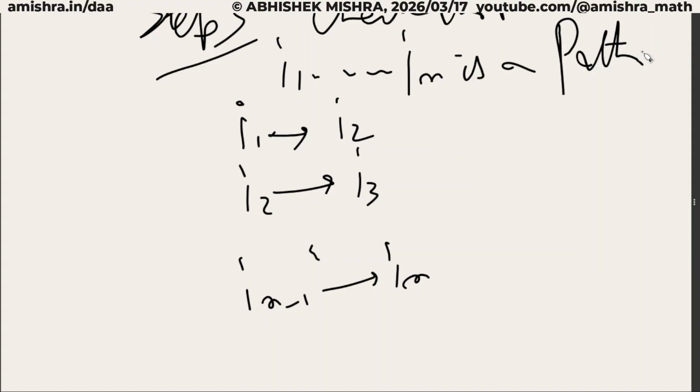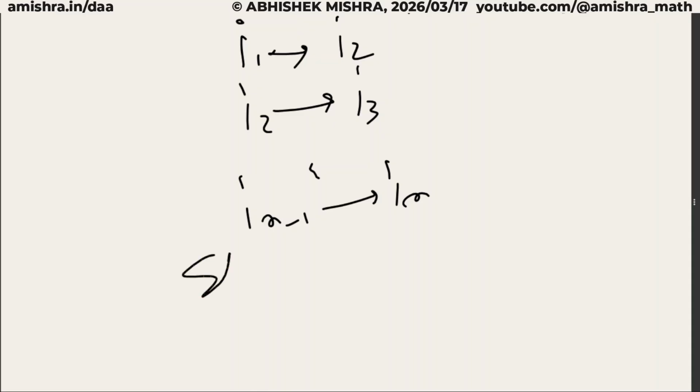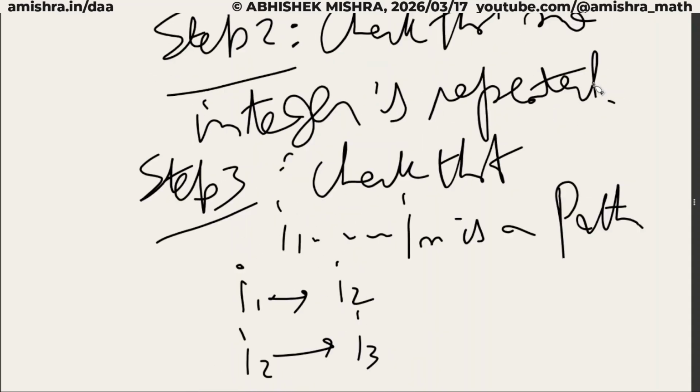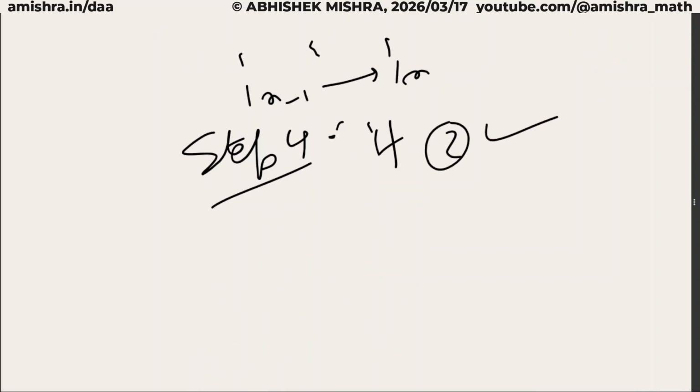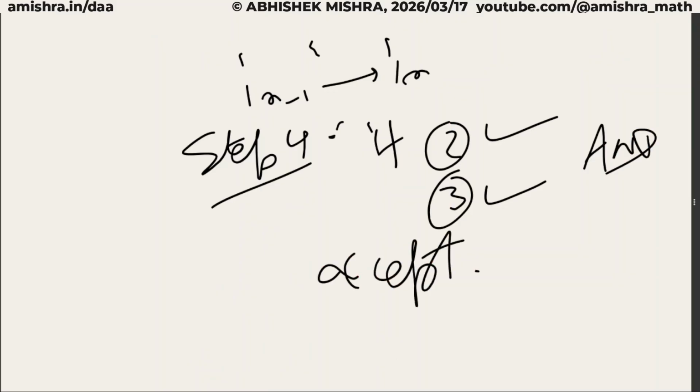It can be done only in linear time. So if all the checks are verified correctly, then accept. If steps 2 and 3, 2 is verified correctly and 3 is also verified correctly, then accept, otherwise reject. So now we can see.